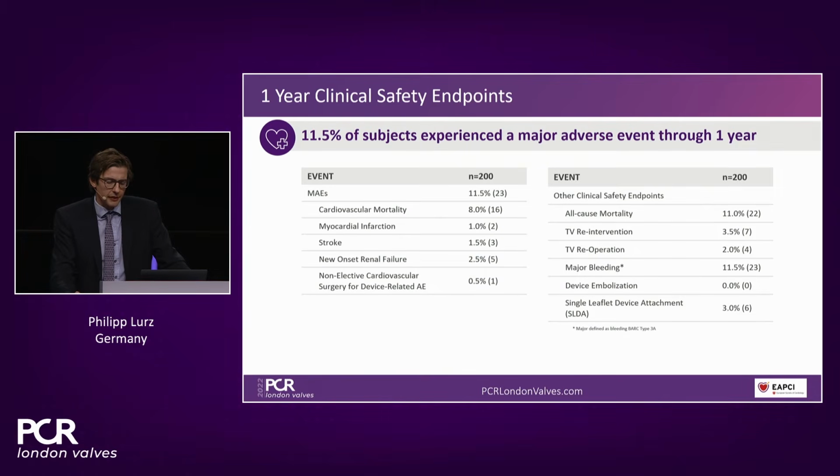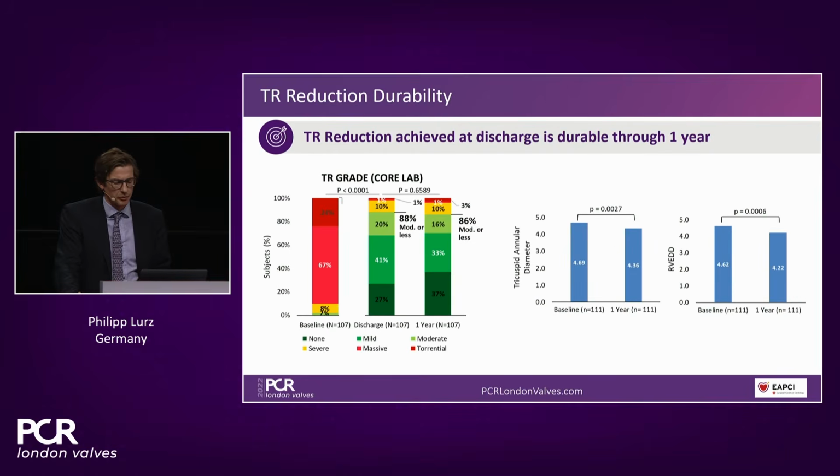All-cause mortality 11%. What needs to be added is that major bleeding is a quite common complication in these patients. This has nothing to do with the procedure per se. This is not exercise related, but just a reflection that bleeding risk is increased in these patients with presumed also some liver disease, and then a rate of SLDA of 3%.